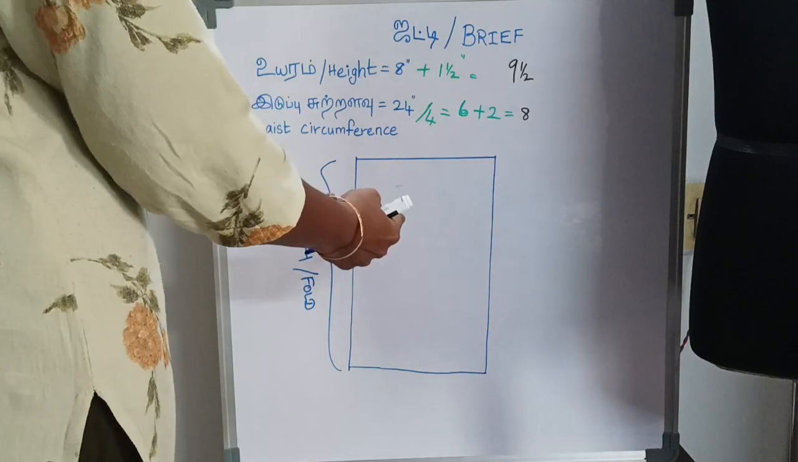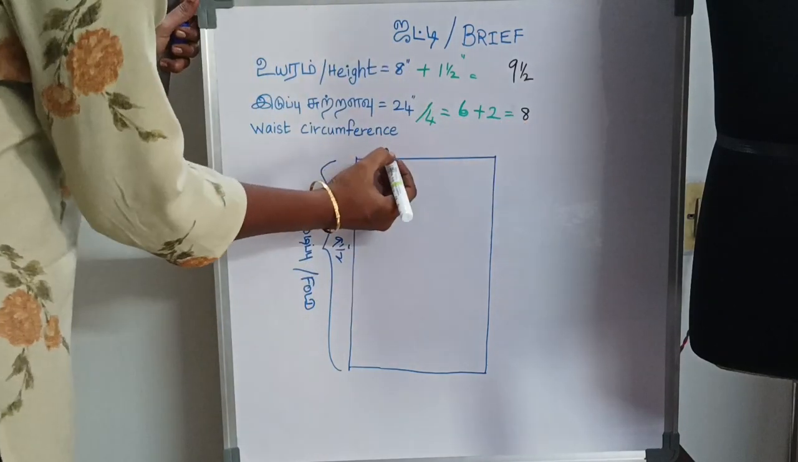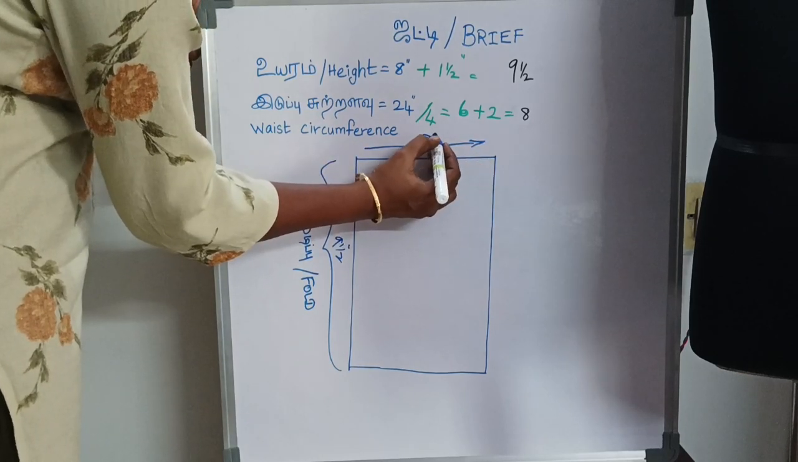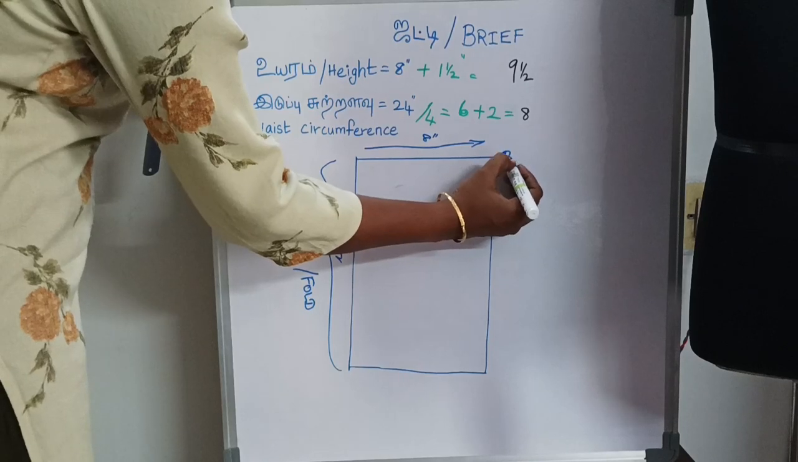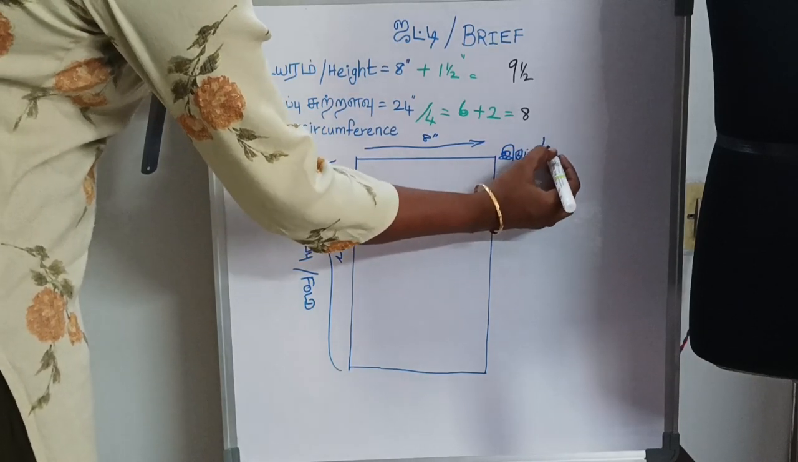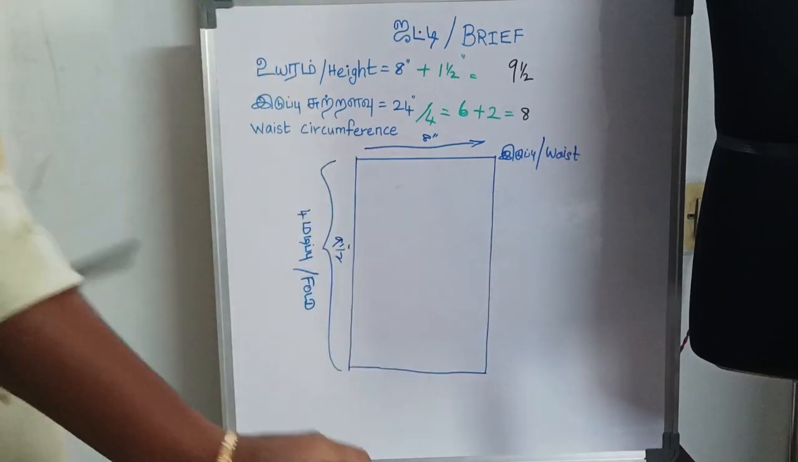Next we have waist circumference. Since we are folding into 4, waist circumference will be 8 inch. This part is the waist part, waistline 8 inch.